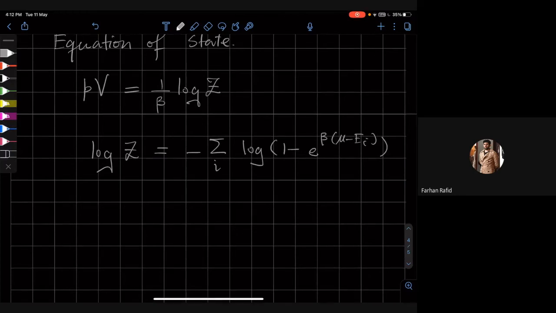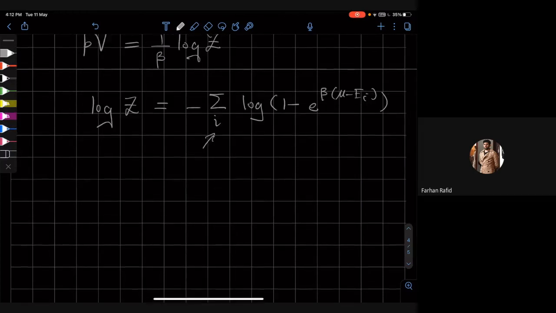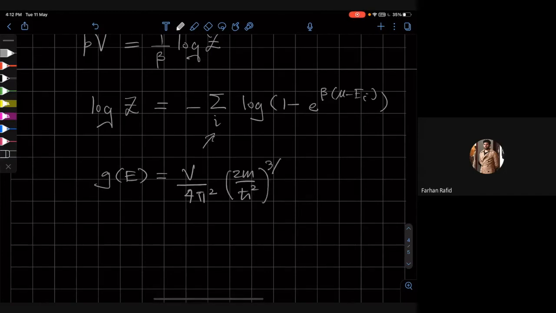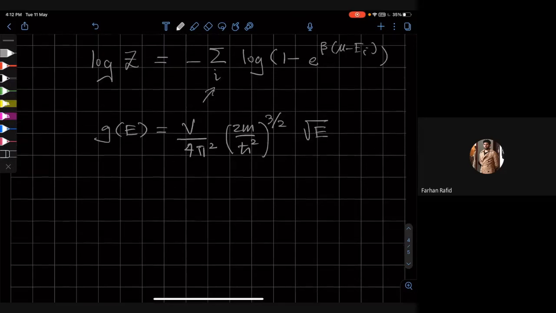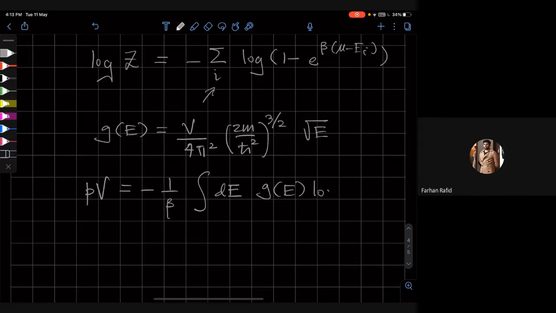But for our case, this sum is an integral, and the density function G of E was V over 4 pi squared, times 2m over h bar squared, the whole thing to the 3 halves, times square root of E. This is for the non-relativistic particle in a box. That's something we derived. So then PV is going to be minus 1 over beta, the integral from 0 to infinity of dE G of E, this function that I just wrote, times log of 1 minus Z e to the power minus beta E. Okay? Is that clear?